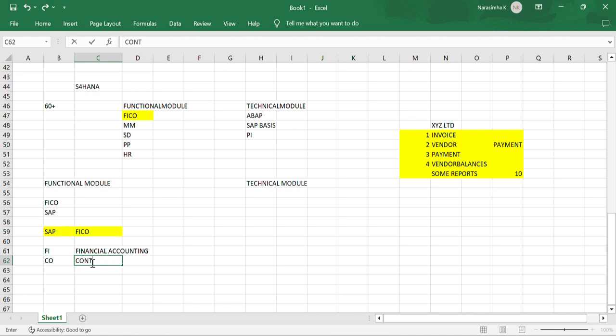Yeah, CO means controlling. Okay. SAP FICO. FI stands for financial accounting and CO stands for controlling. Then what is the use of financial accounting FI? This FI will be used for the external reporting purpose. That means here we will generate the financial statements like balance sheet, cash flow statement, and funds flow statements, and we will submit to government authorities and stakeholders.